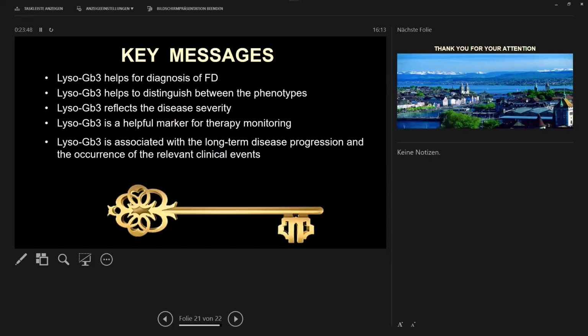And I would like to conclude, Lyso-GB3 can help us to diagnose Fabry disease and also to distinguish between the two phenotypes, the classic and the later onset. Lyso-GB3 can reflect the disease severity and is a helpful marker for the disease therapy monitoring. And Lyso-GB3 is also associated with the long-term disease progression and with the occurrence of the relevant clinical events.